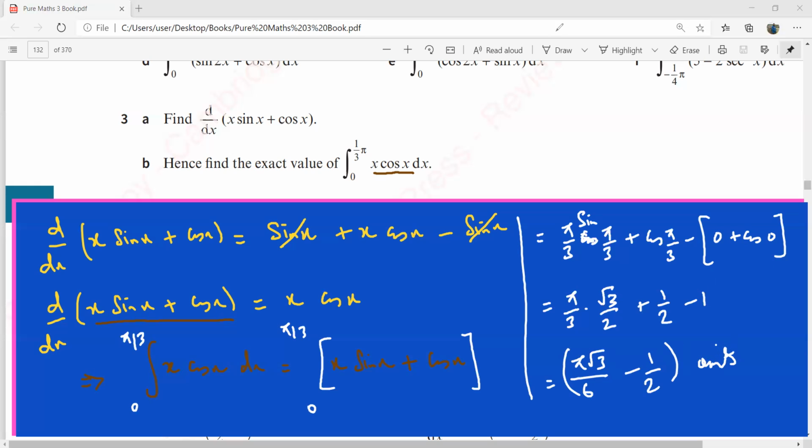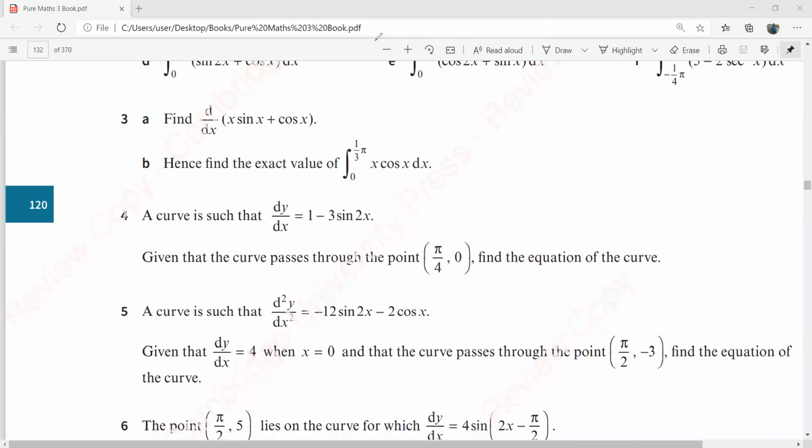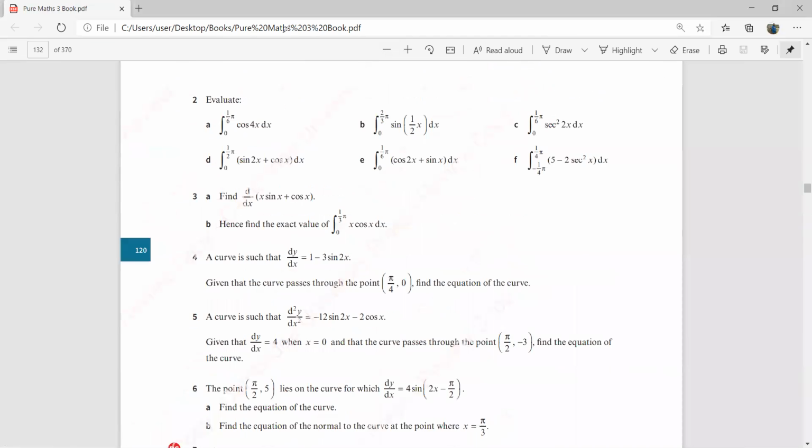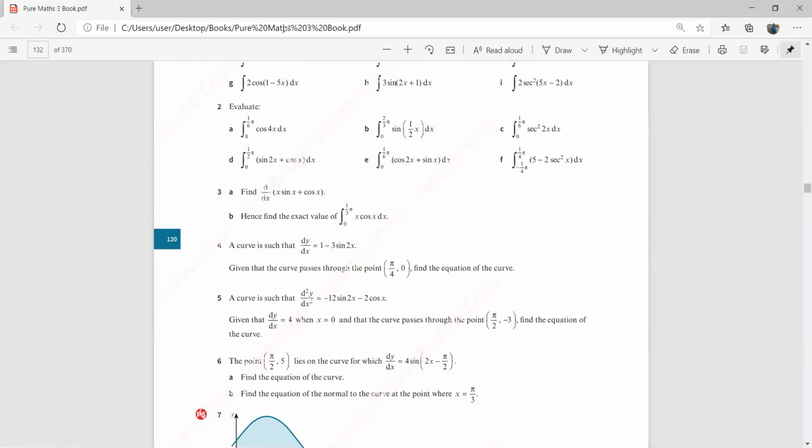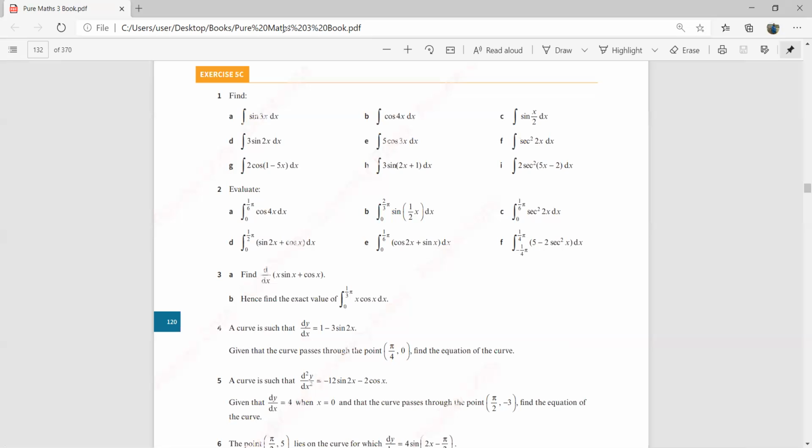Okay. Now you can practice these questions from this exercise. This is your exercise 5C. You better start from question number 1 and then go on.